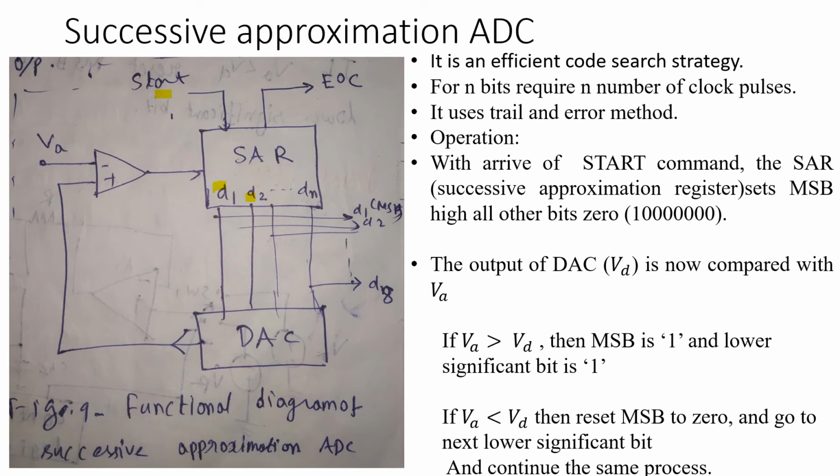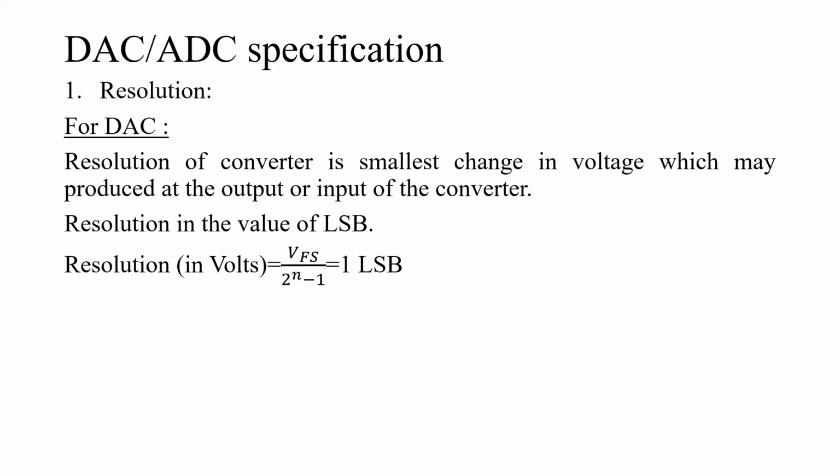If VA is less than VD, here VD is more, which means the output is high. In that case the MSB, meaning D1, is set to 0 and we go to the next lower significant bit and process the same way. Here we need 1 clock pulse for 1 bit. So our different types of direct type of ADC is over.